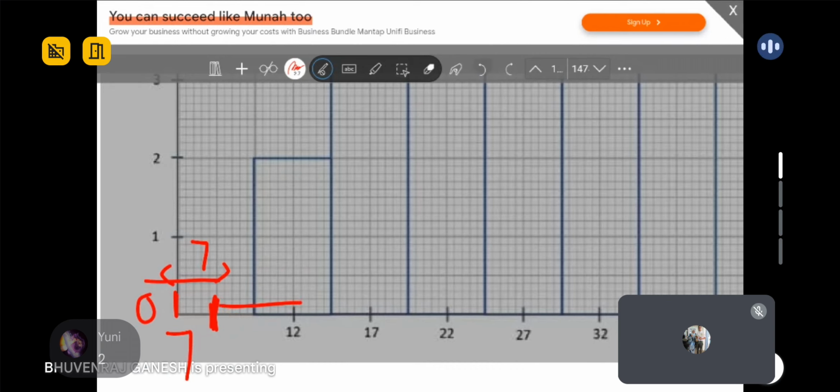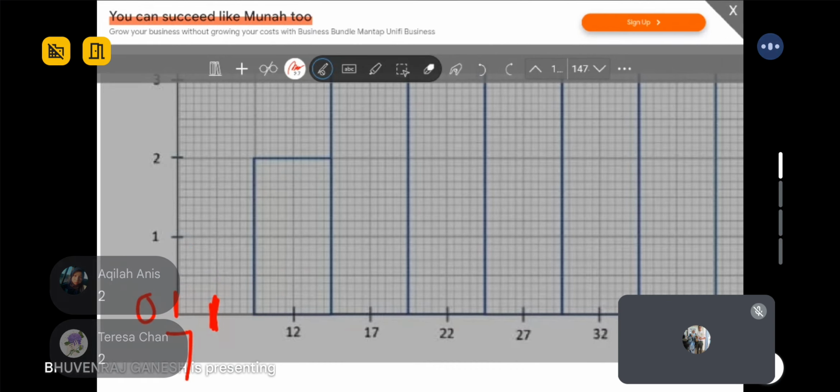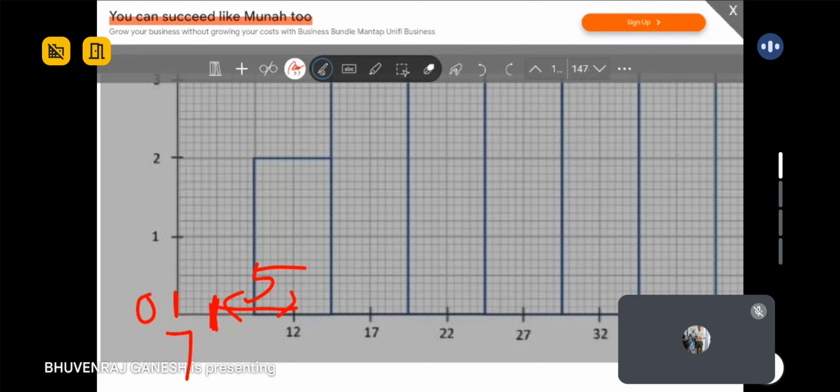2. Cannot be 2, guys. See carefully, guys. 2 box, 5 unit. 2 kotak, 5 unit. So now 1 kotak sahaja. So 1 kotak, how many unit, guys? Should be 2.5. Am I right? Because 5, you must divide by 2. 2.5. So 7, you must minus 2.5 because you're going to the left. So actually the answer is 5.5, guys, over here.